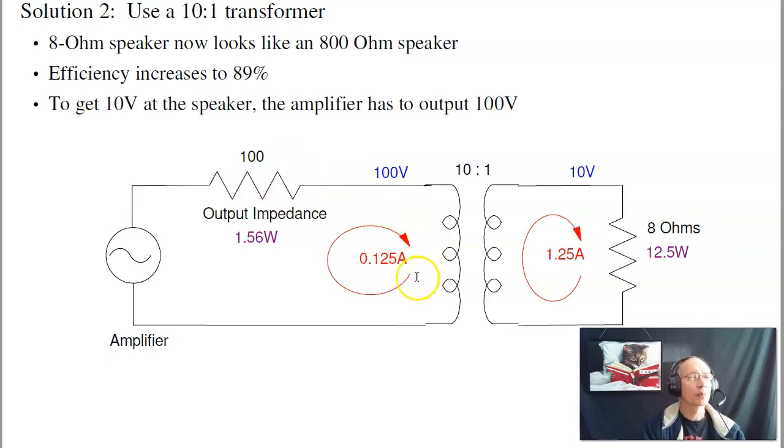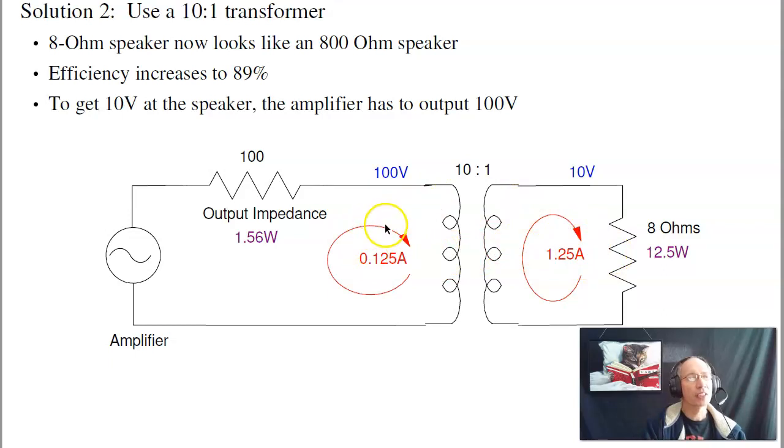Or in terms of energy, if I have 1.25 amps over here, I've got 1/10 of that over here, 0.125 amps. The losses are I squared R, so the efficiency is the power to the load divided by the total power, again 89%. So transformers help increase the efficiencies of things like stereos. It's a buffer that goes between low impedance and high impedance.